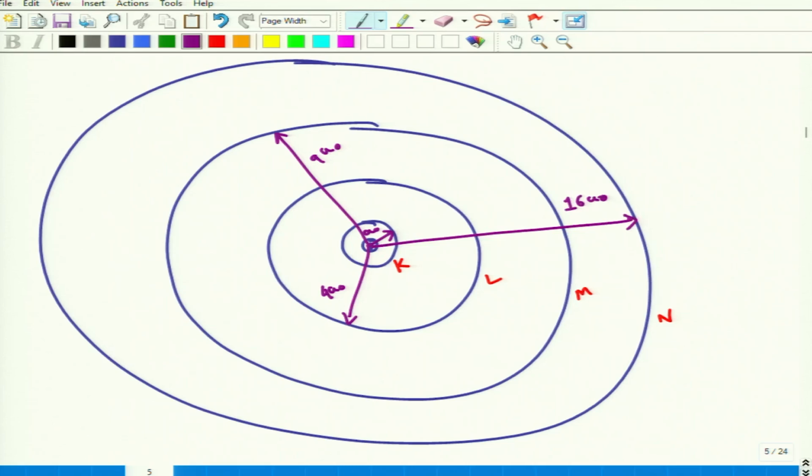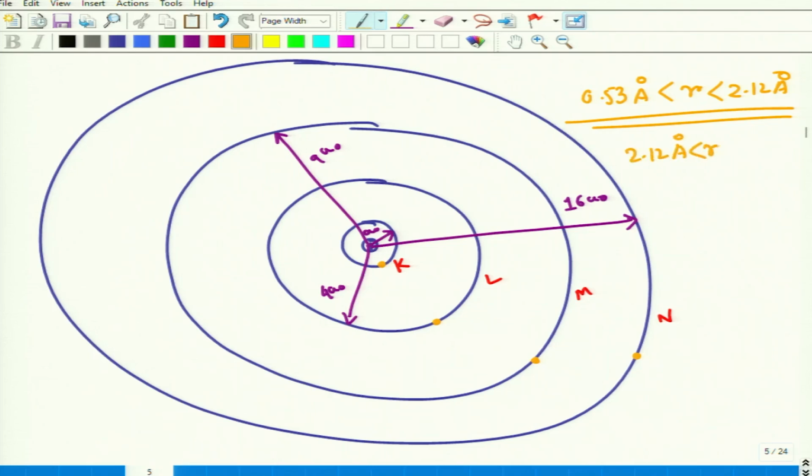Now according to Bohr's postulate, the electron can be here, here, here, and here, but the electron cannot be in between these. The electron can't have a radius in between 0.53 angstrom and 2.12 angstrom, or between 2.12 angstrom and 4.77 angstrom. This is not allowed according to Bohr's postulate.